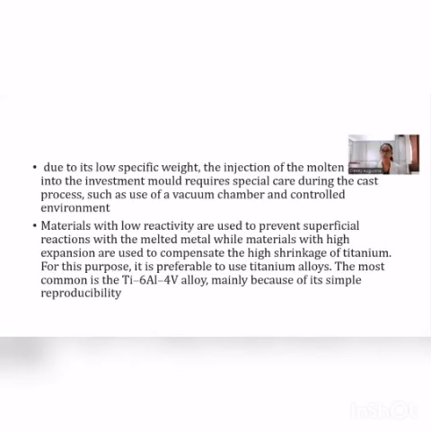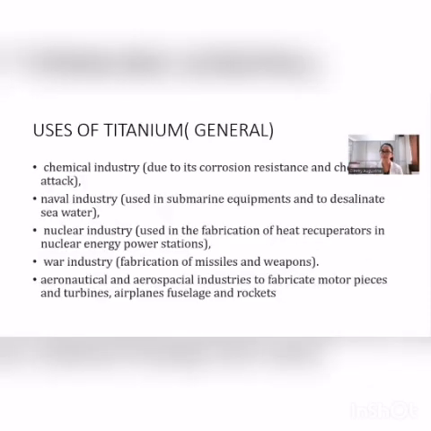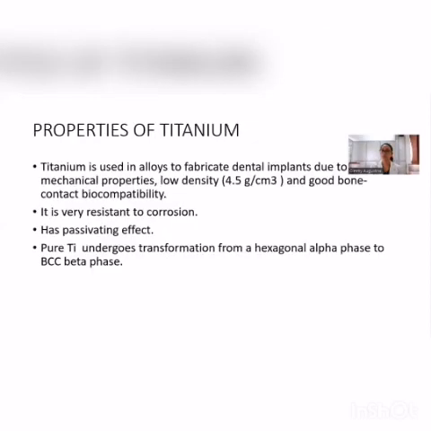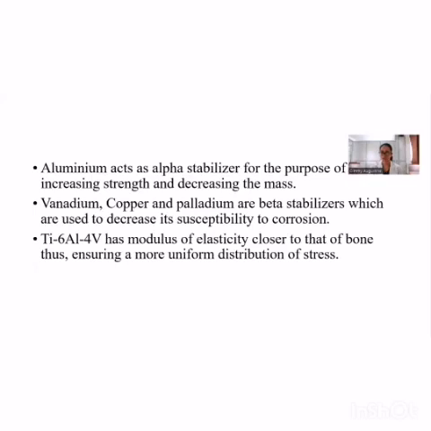Now, see, even for titanium, the important thing to remember is Kroll's process. So it's Kroll's process. Remember the alpha stabilizers and the beta stabilizers: alpha stabilizer aluminum, and the beta stabilizers like vanadium.